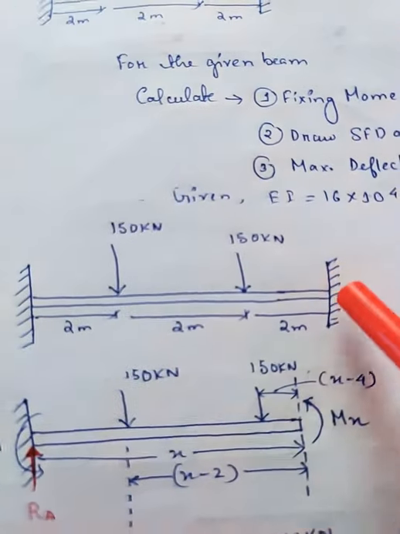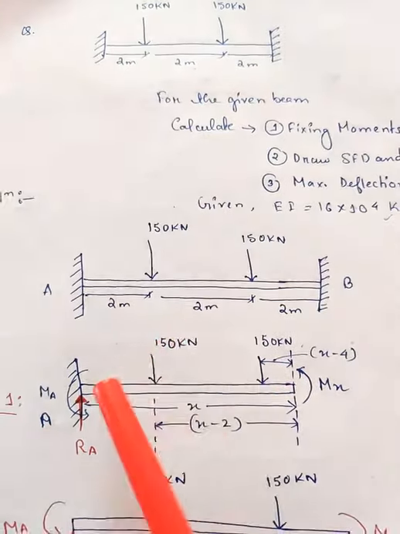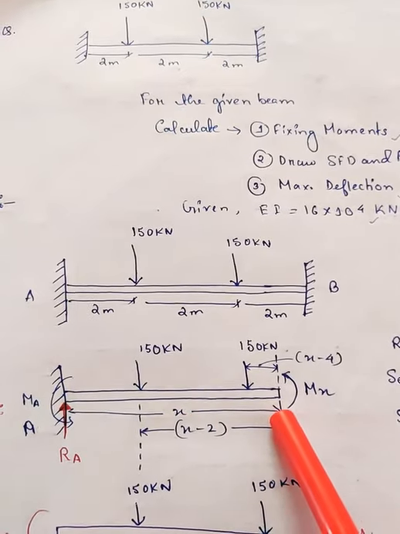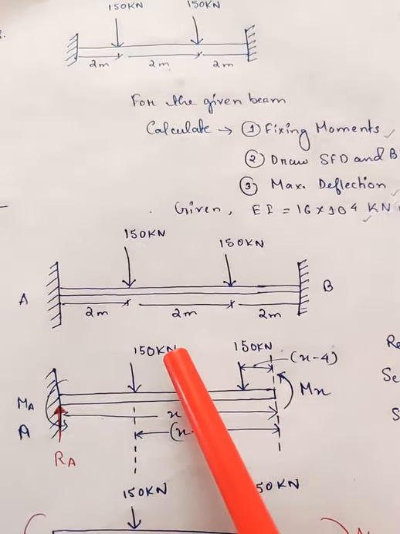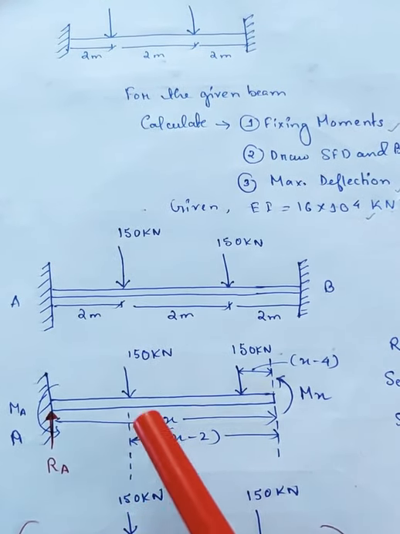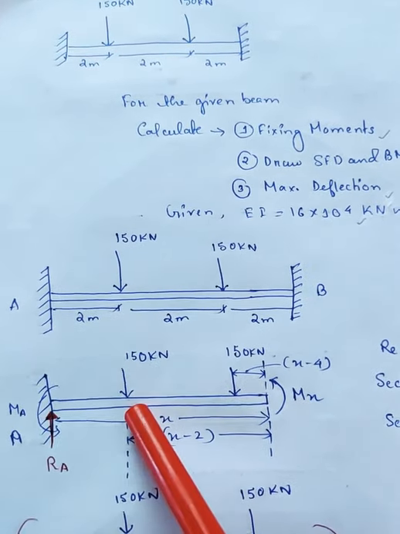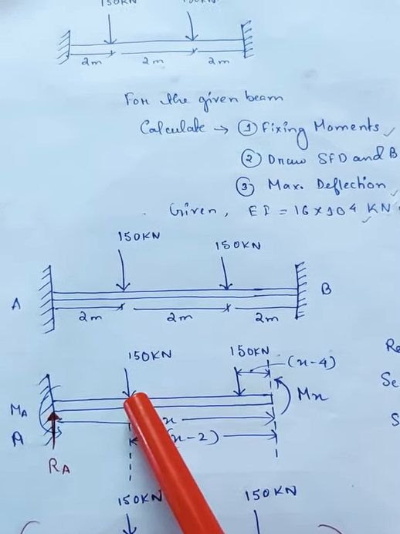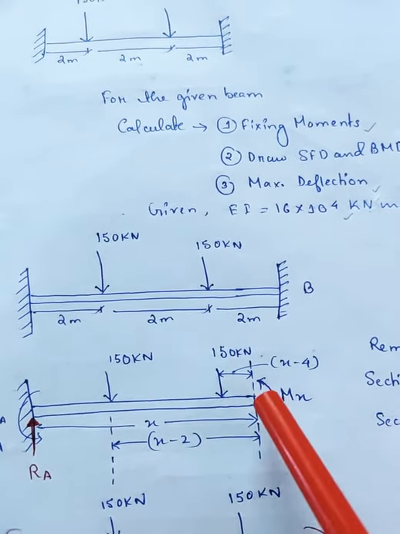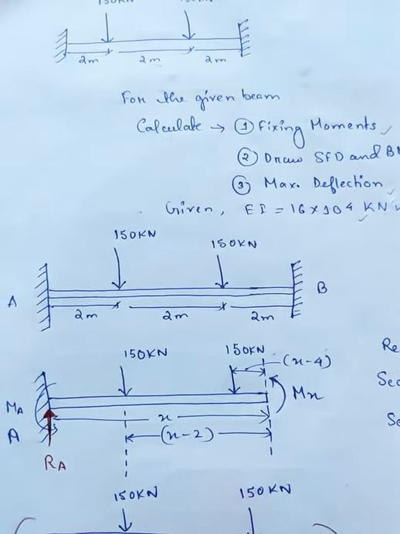positive. Here we are considering it from the left end, from this end A till this portion, taking it as x distance from this end, considering all the loads. So what is the distance of 150 kilonewton from this end? From this point to this point it is 2, hence it is at a distance of x minus 2 from this end, and this 150 kilonewton is at a distance of x minus 4, as the distance from this point to this point is 4 meter.